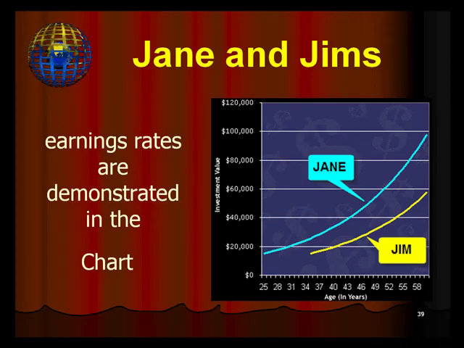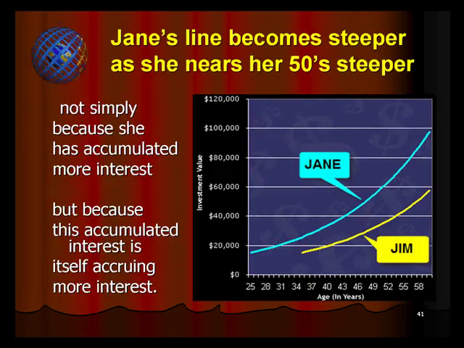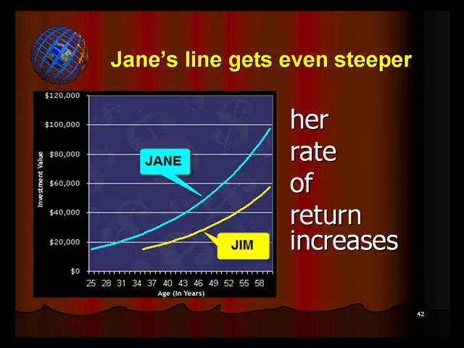Both Jane and Jim's earnings rates are shown in the following chart. As you can see, both investments start to grow slowly, then accelerate as reflected in the increase in the curve's steepness. Jane's line becomes steeper as she nears her 50s, not simply because she has accumulated more interest, but because this accumulated interest in itself is accruing more interest. Jane's line gets even steeper, her rate of return increases.